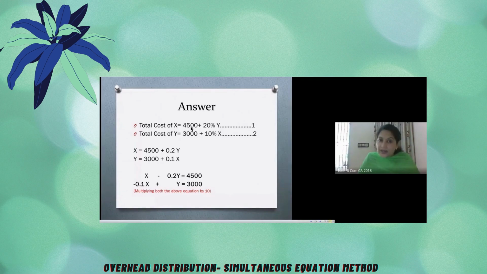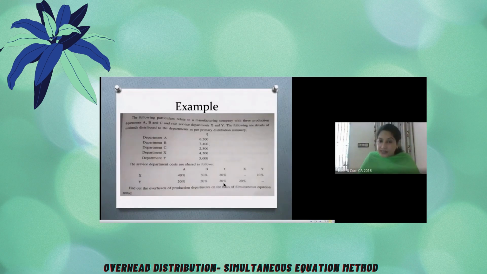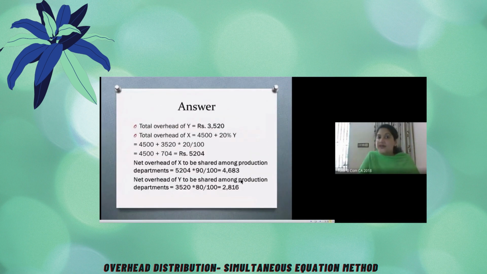See, when I look here, I can understand that X includes 4,500 of X and 20% of Y, which means the remaining 80% of Y is shared between production departments A, B, and C. It's clear from the example here. Y, when I look, 20% of the whole expense is with X, but the remaining of this should be shared between A, B, and C. So that's what we are going to do in the next step.